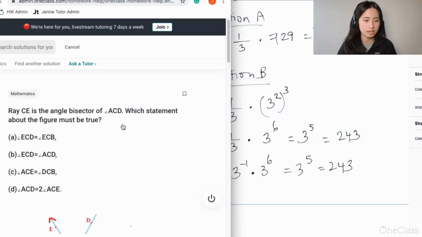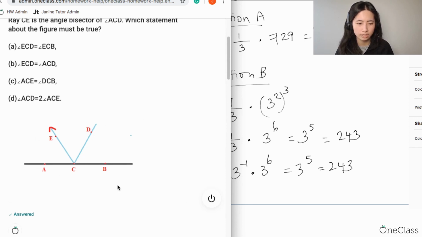So it says ray CE is the angle bisector of angle ACD. Which statement about the figure must be true? Okay, so let's take a look at this.